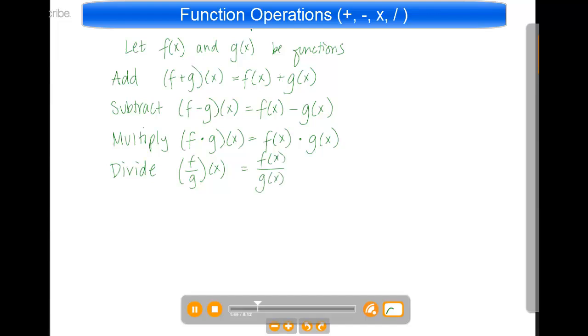Except there's one function we cannot divide by, and that would be 0. The constant function is 0, so we want to say that g of x cannot equal 0 if we're talking about division of functions. Otherwise, we'd have something undefined. Let's do some examples of this.